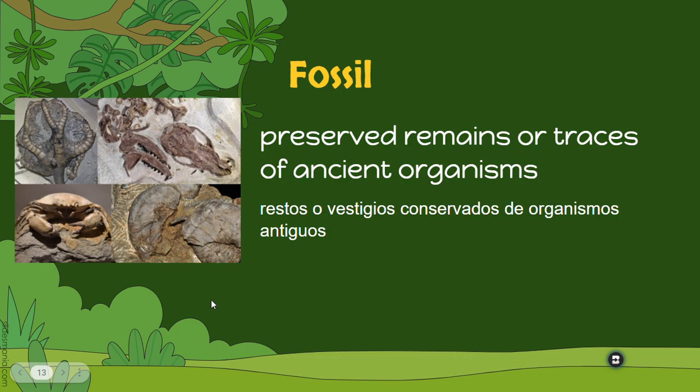Our last key term here is fossil. It is the preserved remains or traces of ancient organisms. We are all familiar with fossilized rock that we can find of organisms, dinosaur fossils. Here we have a fossil of a crab and other organisms. It can also include things like poop that was left behind, that would be considered trace fossils, as well as footprints.